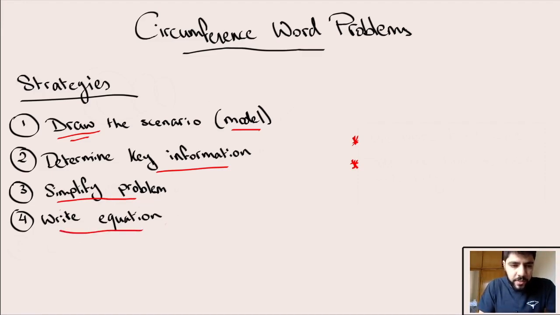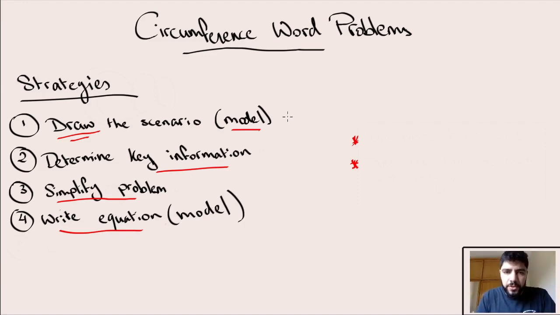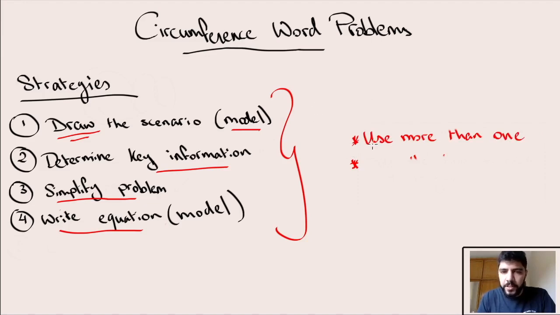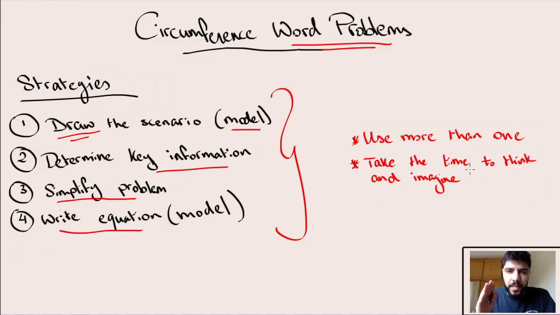And then writing equations, that's also another form of modeling, which helps show the relationships between different things in the problem. Now, in general, we're going to use more than one of these strategies when solving a word problem, just because different strategies shed light on different information. But most importantly, whenever you're solving word problems, give yourself some time to think and imagine what's going on. It's not going to come to you right away like solving a straightforward problem like solve an equation. A word problem takes some imagination, and you need to give it the time it deserves.